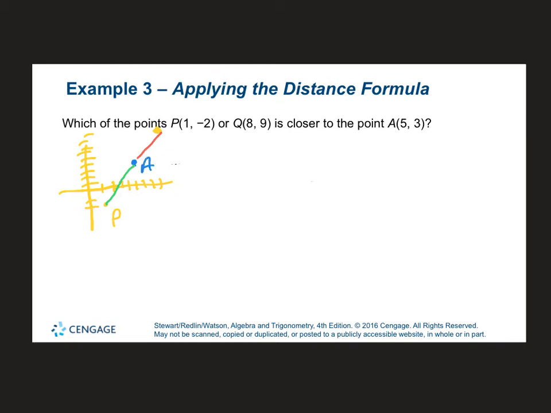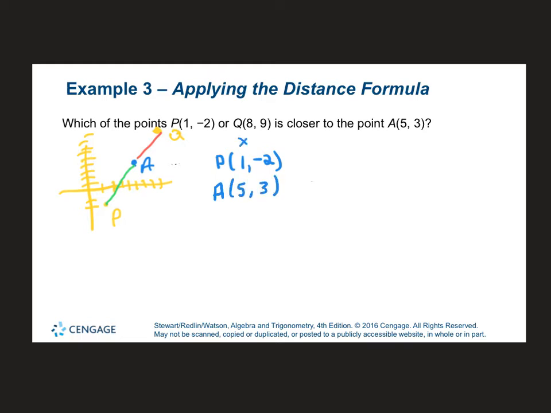When you're trying to figure out how far something is away, you use the distance formula. So in this case you do the distance formula twice. You do the distance from P to A, and then the distance from Q to A, and you compare them. This is how I want you to write it. Write the 2 points that you're looking at, so 1, negative 2, and A, which is 5, 3.